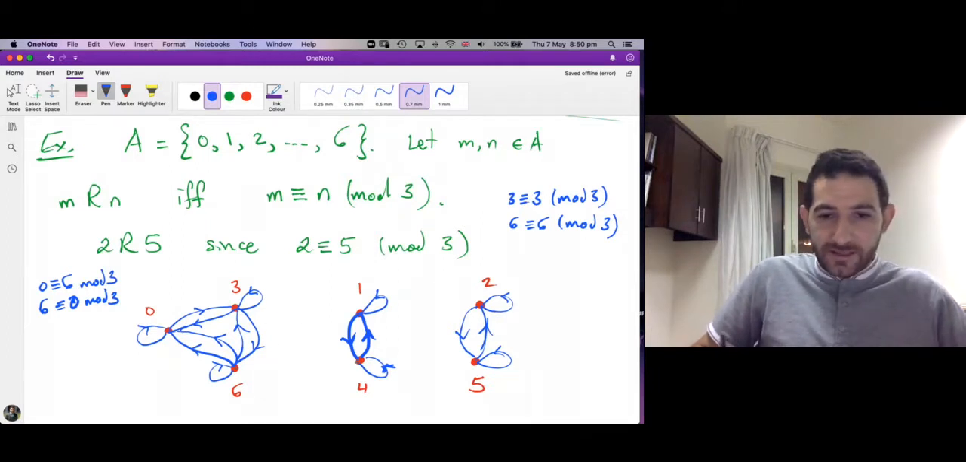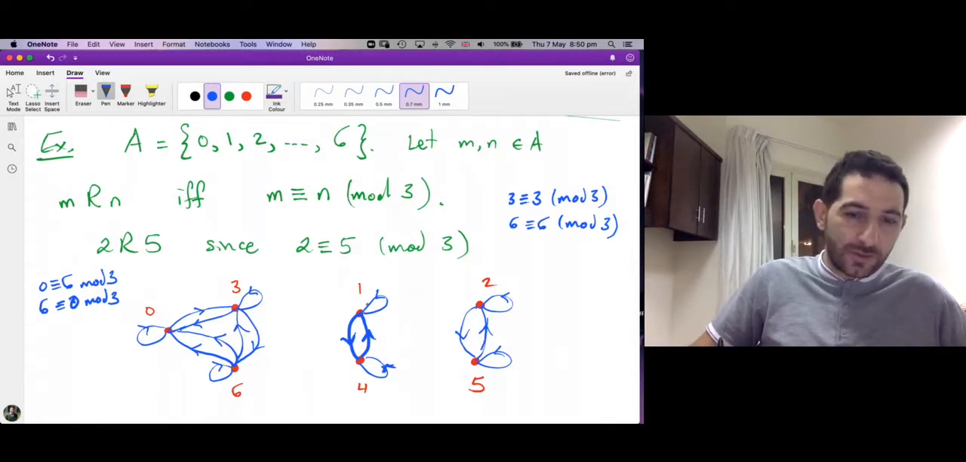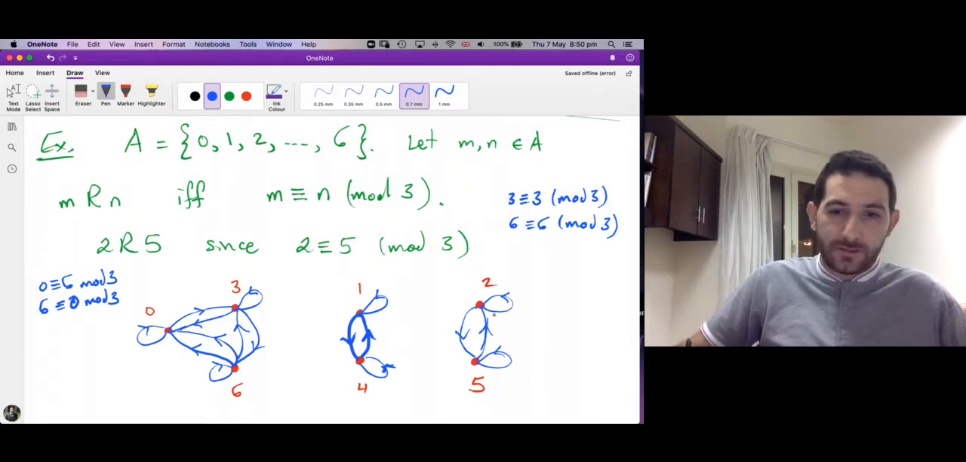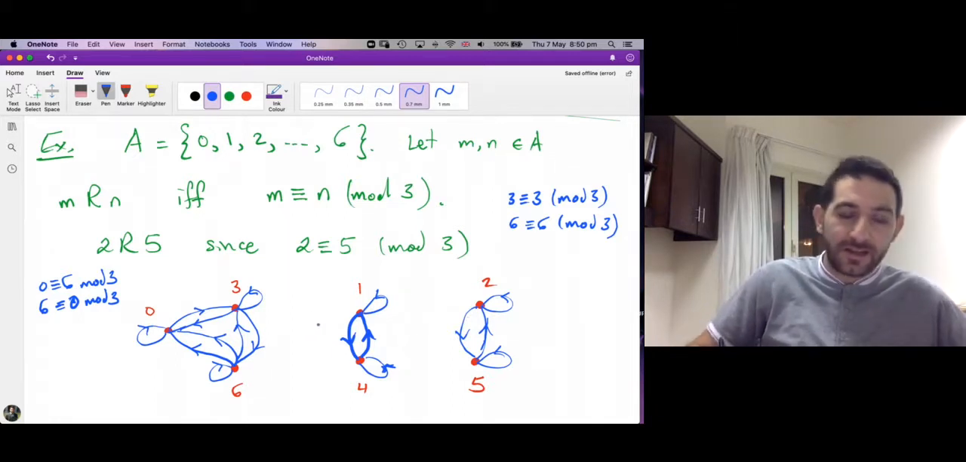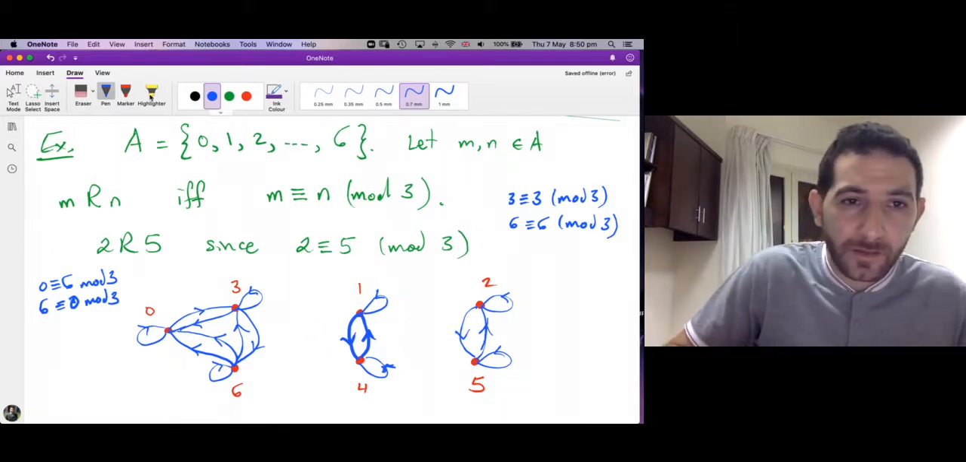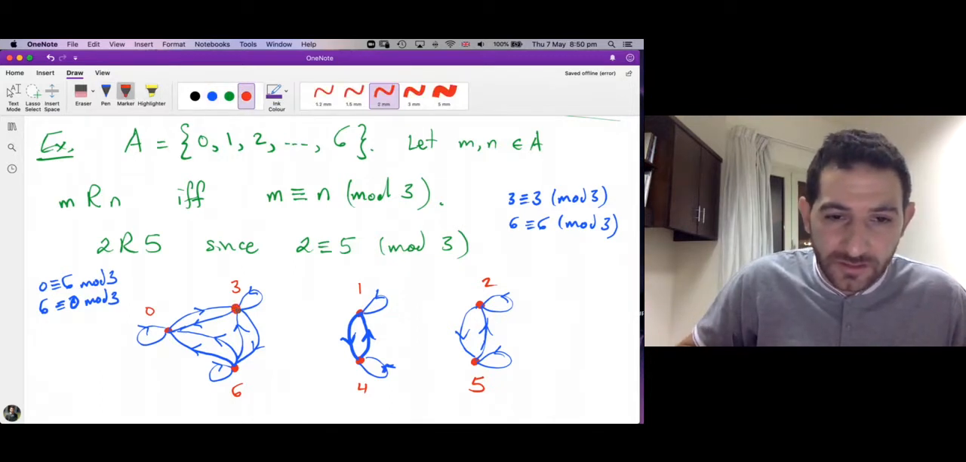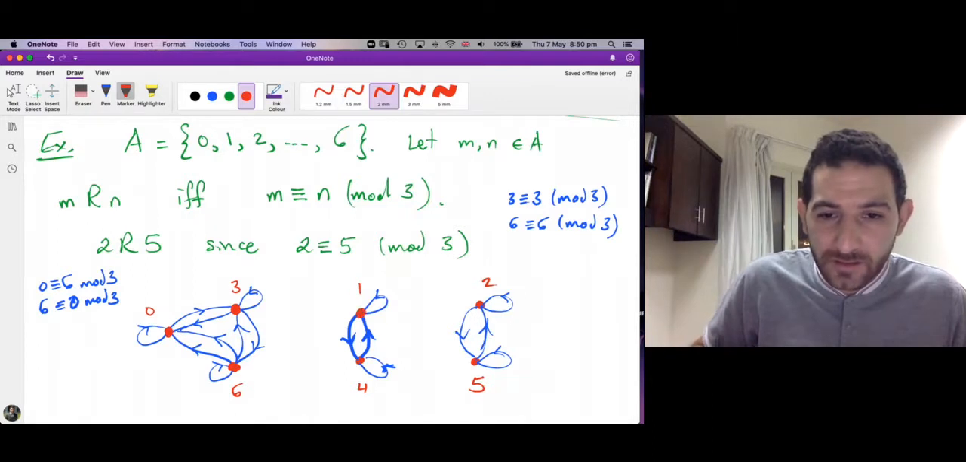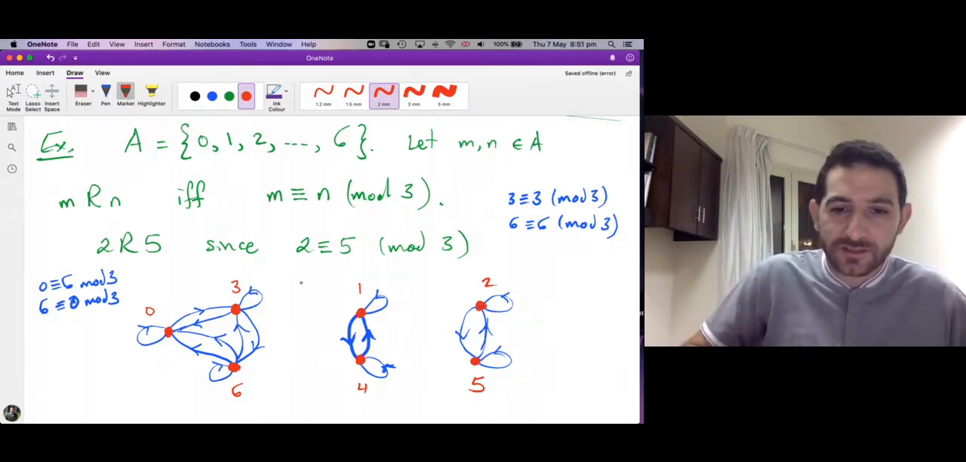Okay, now are 6 and 4 related? No, because the difference is 2 and 3 doesn't divide 2. Now 6 and 1, the difference is 6 minus 1 is 5 and 3 doesn't divide 5. 6 and 2, the difference is 4. So these are the only relations we have. Okay, what do you notice now? Is this relation an equivalence relation? So let's check.